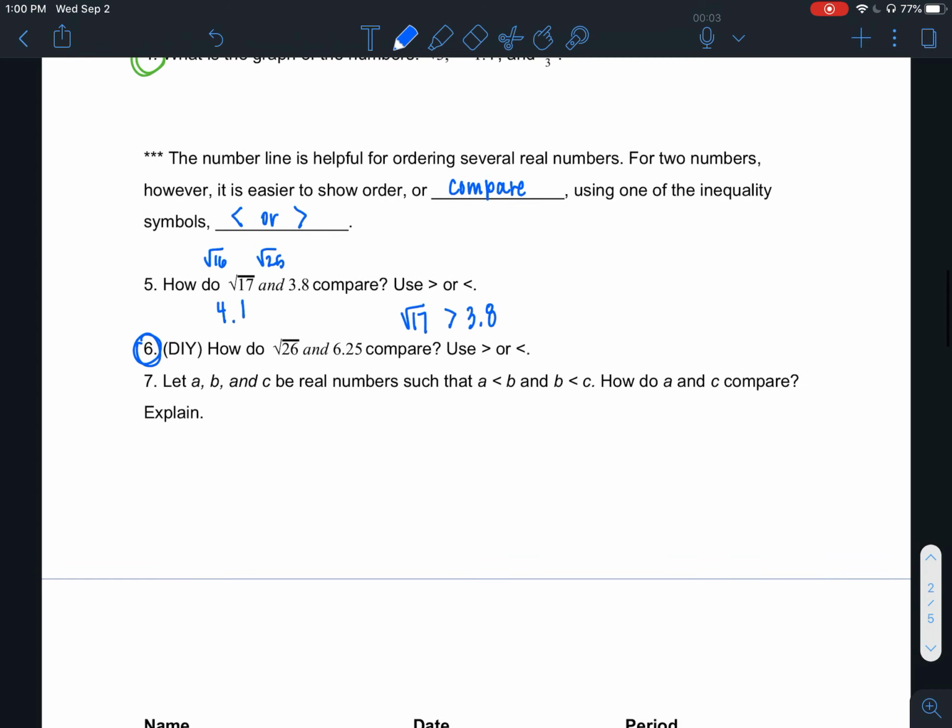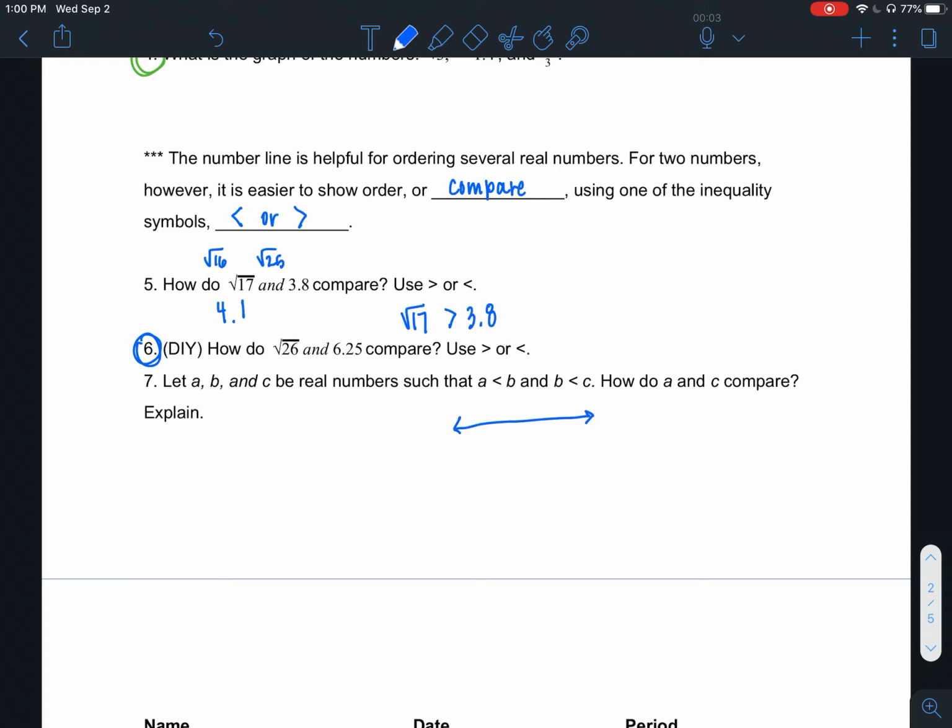All right, finally we have this last example, and this is just a little logic thinker. If A, B, and C are real numbers, and A is less than B, and B is less than C, then how do they compare? So I'm going to create a number line. You might already know the answer off the top of your head, but it doesn't hurt to make a picture for those of us who are more visual.